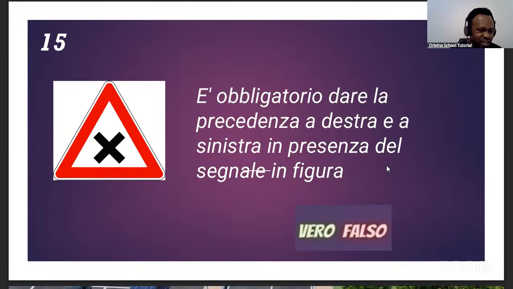Question number 15. È obbligatorio dare la precedenza a destra e a sinistra in presenza del segnale raffigurato o del segnale in figura, sorry.